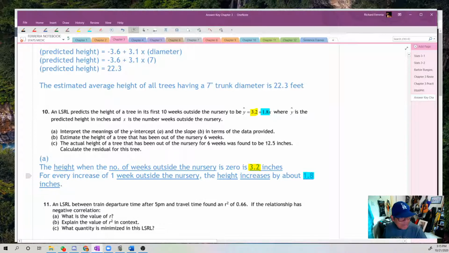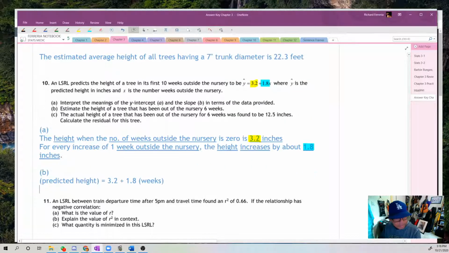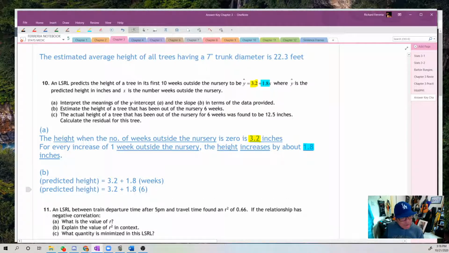Part B. Estimate the height of a tree that's been out of the nursery for 6 weeks. Well, what is the regression line? So the predicted height is 3.2 plus 1.8 multiplied by the weeks. How many weeks are we saying for part B? We're saying 6 weeks, so substitute 6. And then now just do a little bit of mathematics.